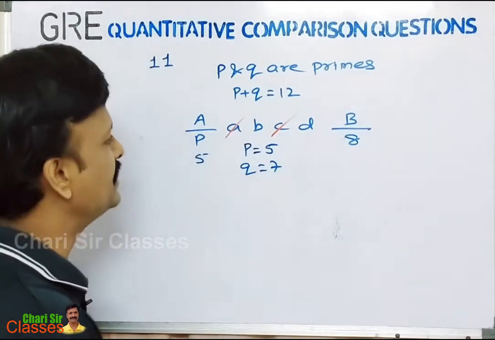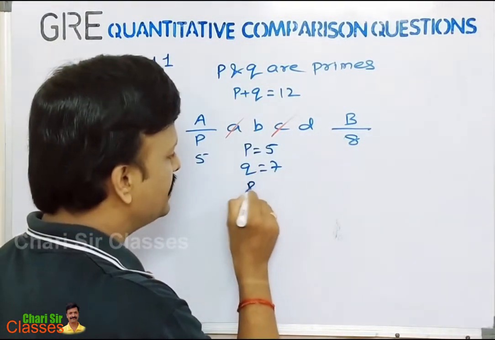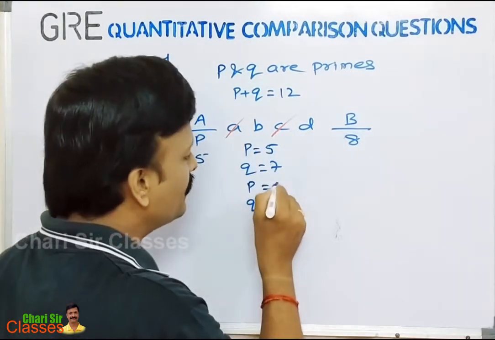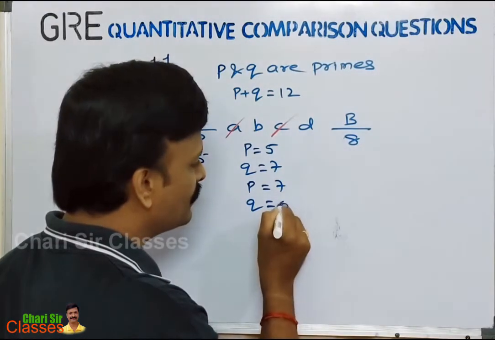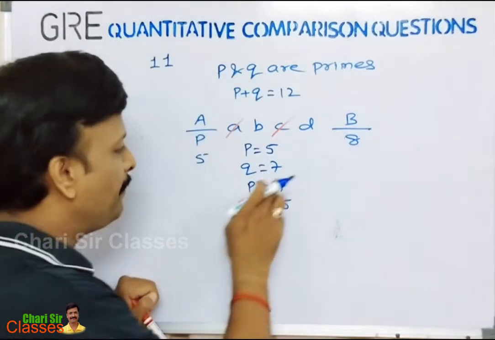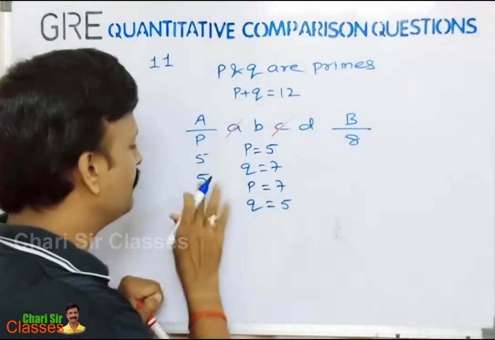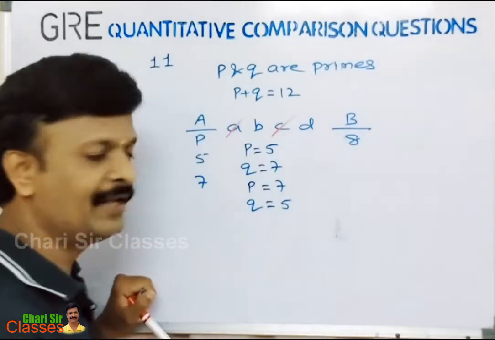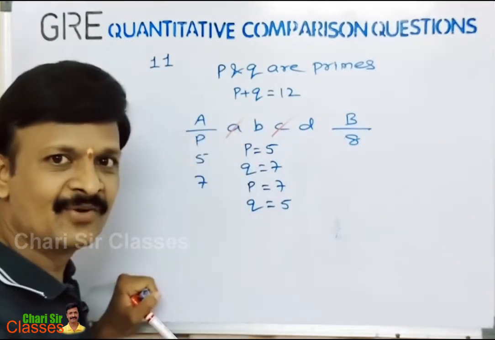And if you reverse it, P is equal to 7 and Q is equal to 5. P is equal to 7, put here 7 and compare with the quantity B. Quantity B is only greater.